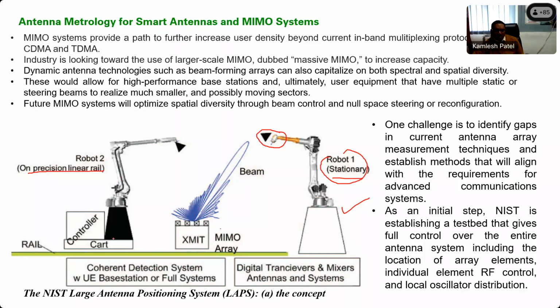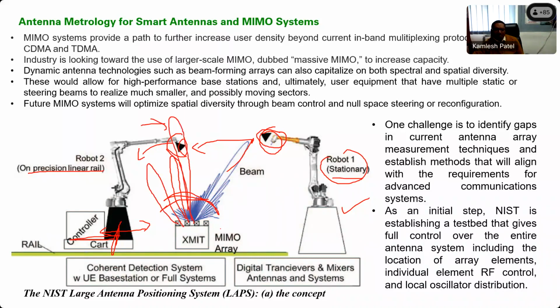This can change its position from here to there, left, right, or up and down, and the beam is steered from here to there. So we can control the direction of a beam from one direction to the other, depending on the position of the antenna. This antenna is fixed, this antenna is variable. Wherever there is a change in the location of the receiver, the beam can be steered in that way. That is the measurement performed by the NIST scientists.